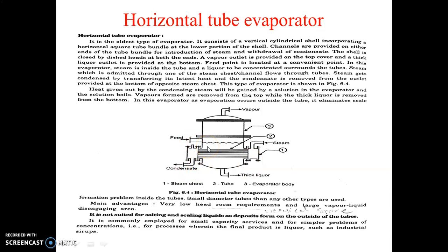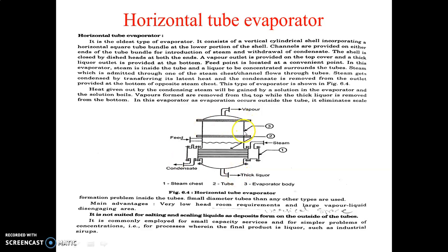The channel is provided on both ends of the tube bundle for the introduction of steam. So steam is introduced through these tubes, and the shell is closed by dished heads at both ends. This is the top end, this is the bottom end. The vapor outlet is provided at the top of the cover. This is the vapor outlet, which removes the evaporated solvent, and the thick liquor outlet is provided at the bottom of this cylindrical shell.